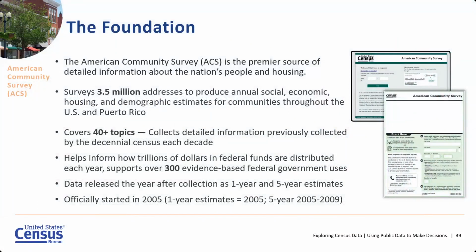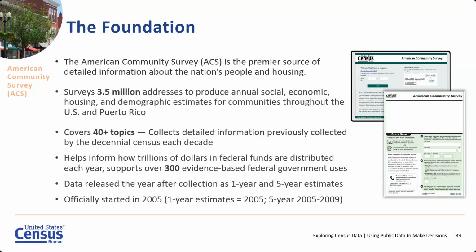The American Community Survey, or ACS, is the premier source of detailed information about the nation's people and housing. The survey samples approximately 3.5 million addresses each year, and these data are collected continuously throughout the year to produce annual social, economic, housing, and demographic estimates for the communities throughout the United States and Puerto Rico. The estimates cover more than 40 topics.